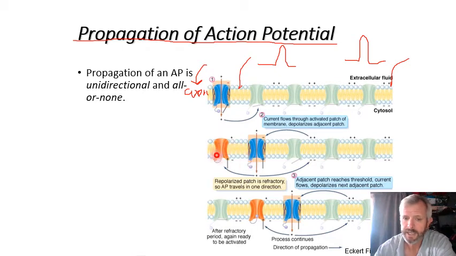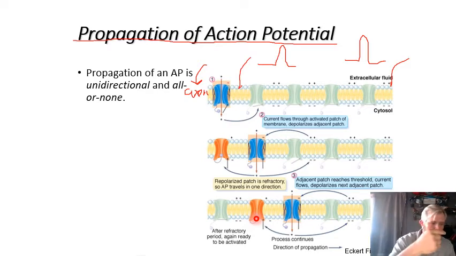Therefore, I can't open these channels. I can't go in this direction. I can only open channels further down the line, when this channel cues the opening of the next channel. When these stretches of channels are open, the ones behind are inactive, and therefore I can't open those ones behind me. I can only open the ones further down the axon. And so that is what keeps us going unidirectional, going in one direction.